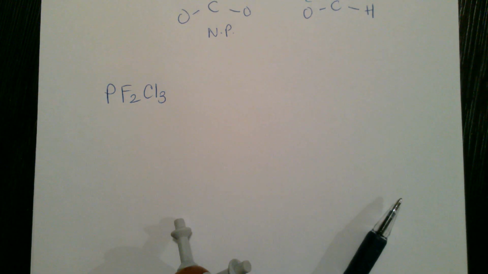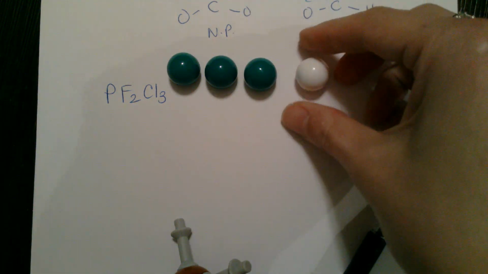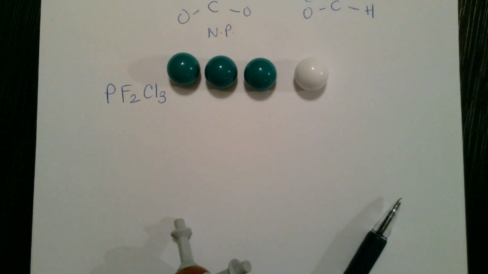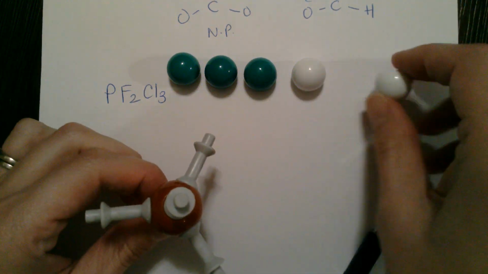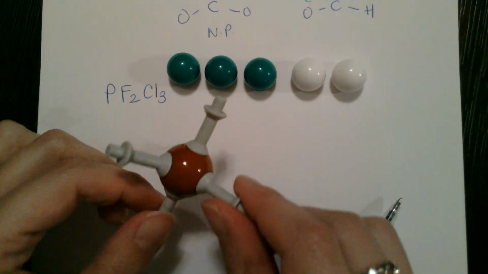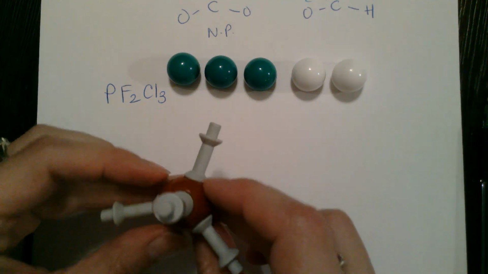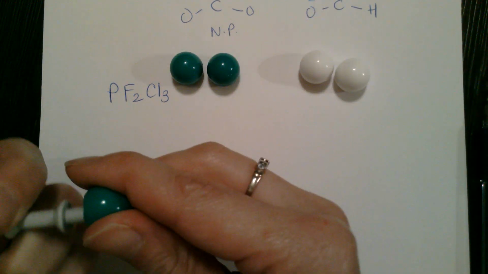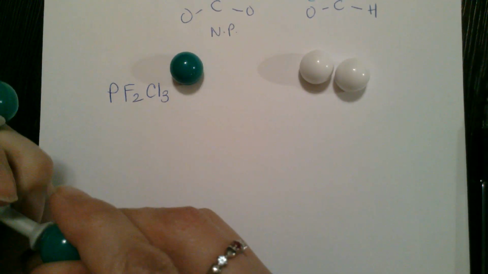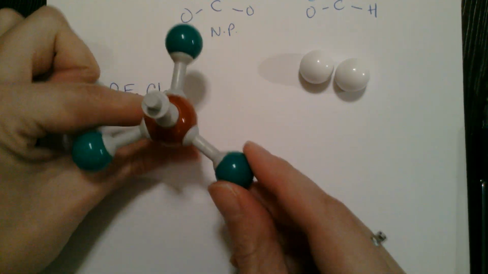Okay, so let's take a look. We're going to have 1, 2, 3 chlorines, and we're going to have 1 and 2 fluorines. This is going to be a trigonal bipyramid, with no lone pair on the phosphorus. You can see we can have a couple of arrangements. I can take these 3 chlorines and I can put them all in the same plane. So I can put them right here in the planar positions.